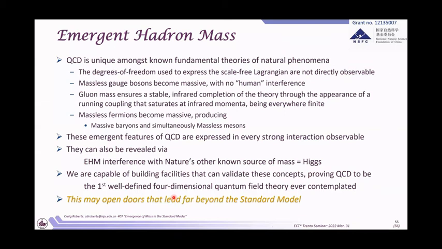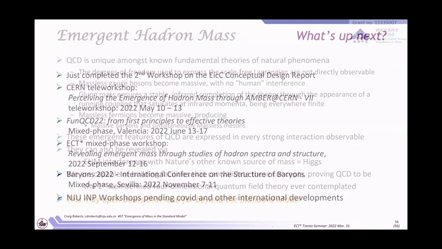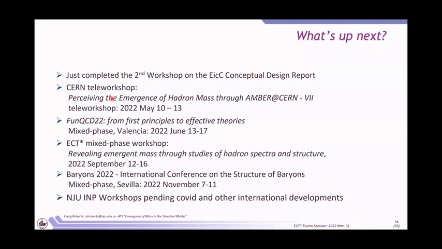Next steps, lots more to do. We have a workshop coming up. We just finished this workshop on the EIC conceptual design report. We have a CERN tele-workshop coming up in the middle of May. We have FunQCD in Valencia in June. We have a mixed phase workshop, face-to-face and remote, at ECT* in September, and the BARYON conference in November. Here in Nanjing, we will have workshops, but we have COVID still to worry about and other well-known international developments which are preventing us from making any concrete plans.